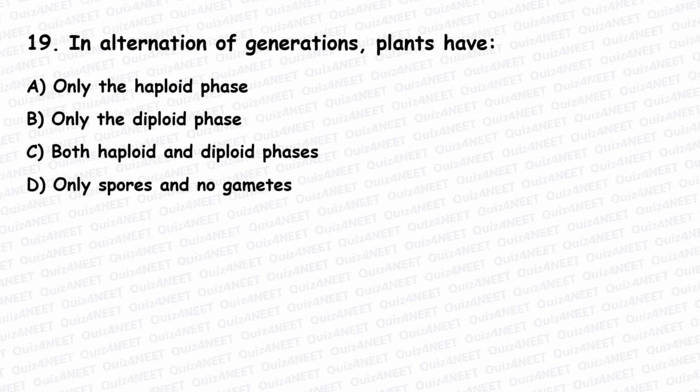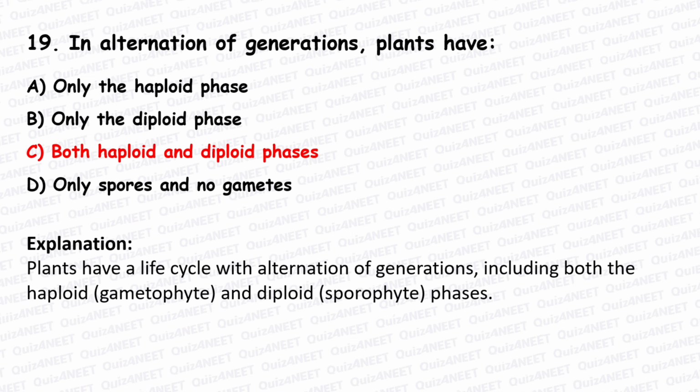19. In alternation of generations, plants have A. Only the haploid phase, B. Only the diploid phase, C. Both haploid and diploid phases, D. Only spores and no gametes. The right answer is C. Both haploid and diploid phases. Explanation: In alternation of generations, plants alternate between haploid gametophyte and diploid sporophyte generations.